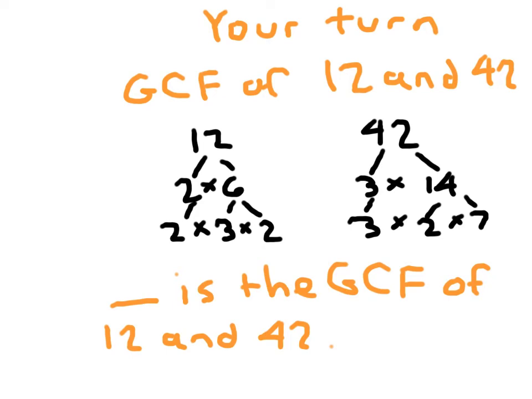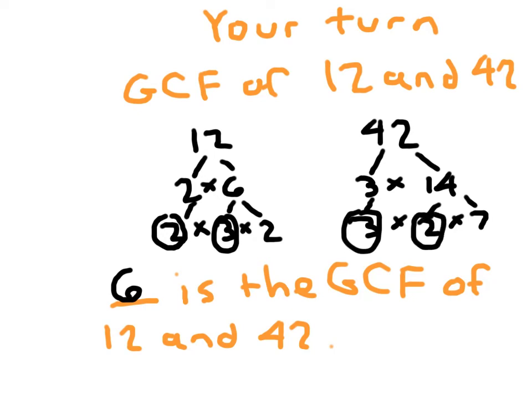There are the factor trees for 12 and 42. What was that next step again? And then what did we do? Put down your answer. Ideally, you came up with 6, the product of 2 and 3, which were the common factors for 12 and 42. So the GCF is 2 times 3, which does equal 6.